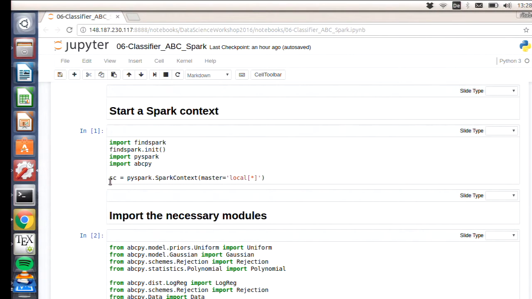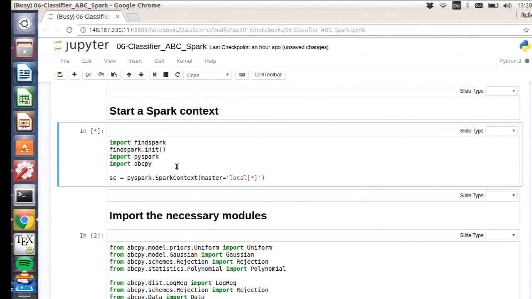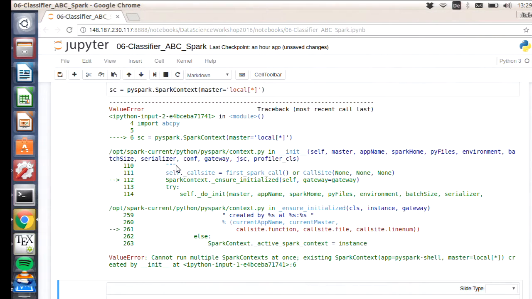So first you create a Python Spark context, and then this should work. Yeah. Oh, maybe I'm not in the right domain or something. I don't know where I am now. Oh, there is probably something. Oh, yeah, I already started something. Yeah, exactly. Yeah, sorry.